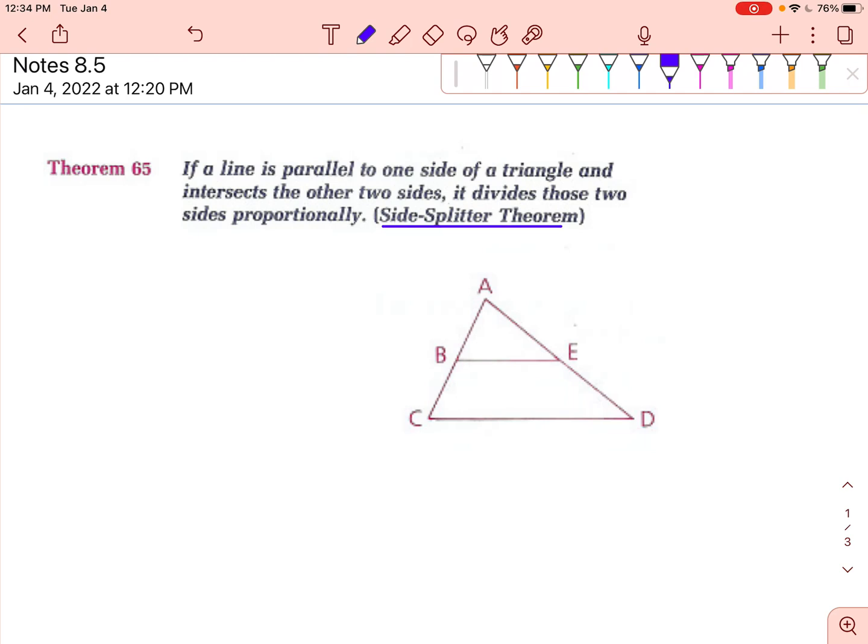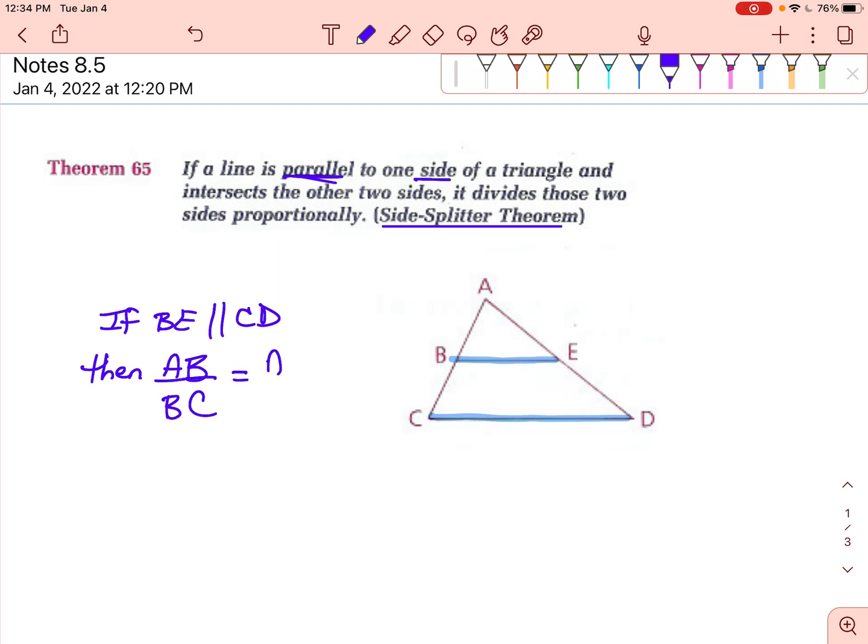And this only happens if a line is parallel to a side of the triangle. So for example, if BE happens to be parallel to CD, then it will divide the sides proportionately. So what that means is, if BE is parallel to CD, then the little chunk from A to B over B to C will be equal to from A to E and from E to D. Okay, so this will happen.